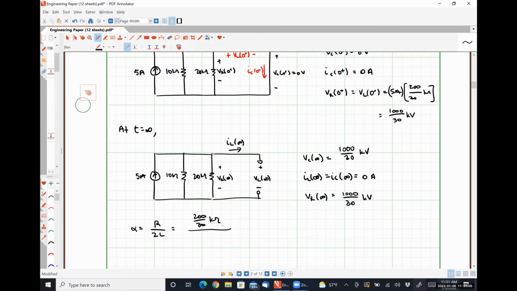Divided by 2 times L. I believe Cheston chose L to be 23 henries. So that's 2 times 23 henries. So it seems like alpha is going to be really big. So 200 over 30 times 10 to the 3 divided by 40.